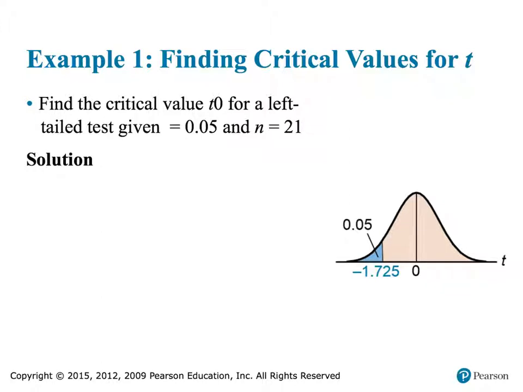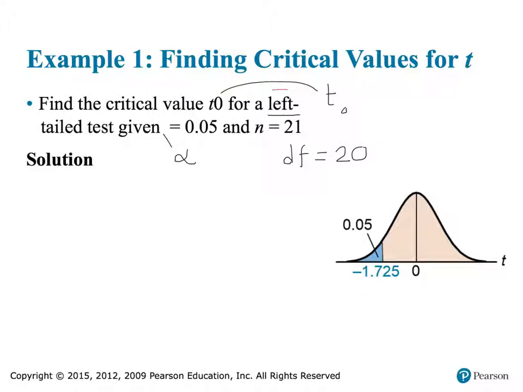So let's practice. Hopefully you have your table 5 in front of you. Find the critical value, and the formatting just didn't come through okay, t sub 0 for a left-tailed test given an alpha of 0.05 and a sample size of 21. So first, my degrees of freedom is going to be 21 minus 1, which is 20. My alpha level is 0.05, and it is a one-tailed test, in this case left-tailed, which means we're going to get a negative critical value.